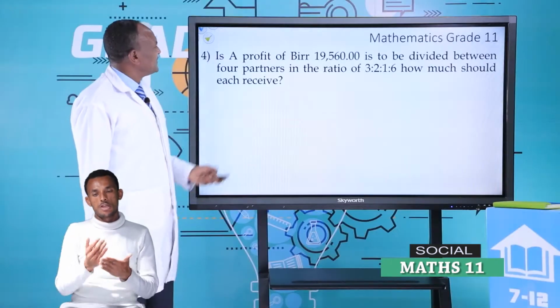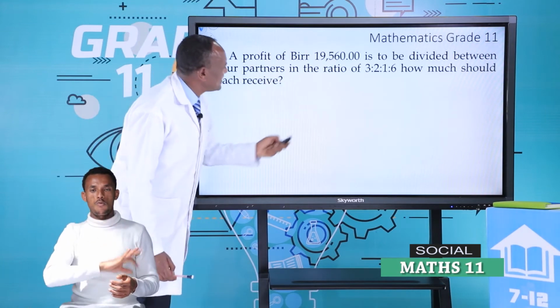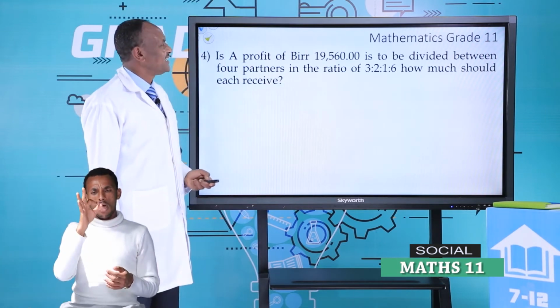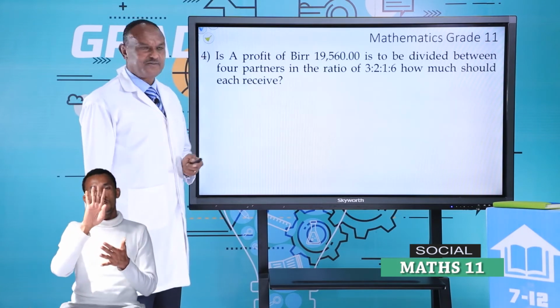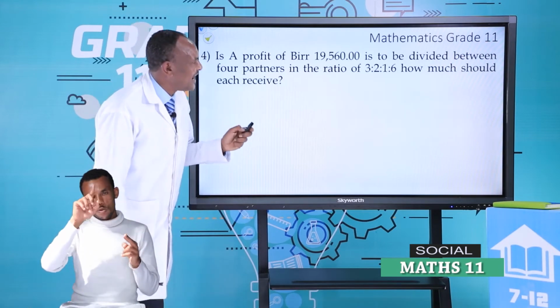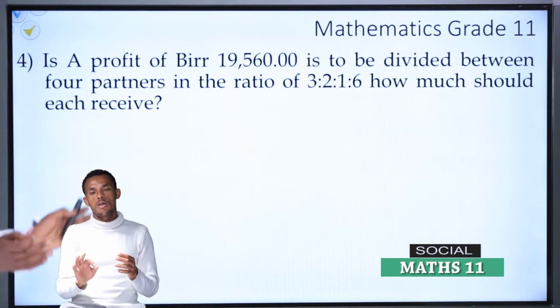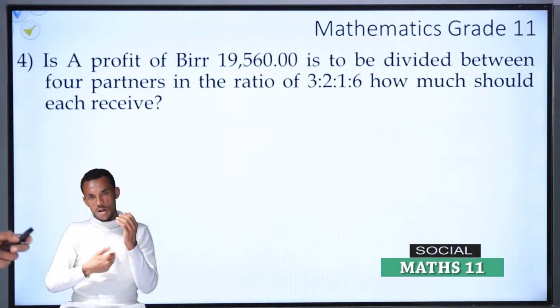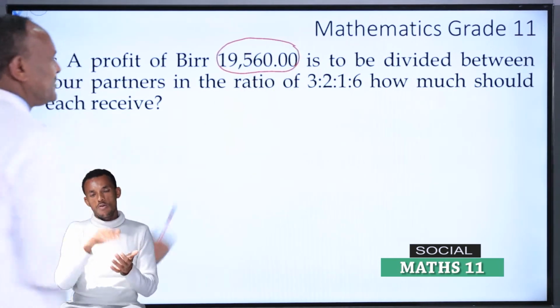Take the next one. If a profit of 90,560 is to be divided between four partners in the ratio of 3 to 2, 1 to 6, how much should each receive? So 4 partners are working together. They got a total profit of 19,560.